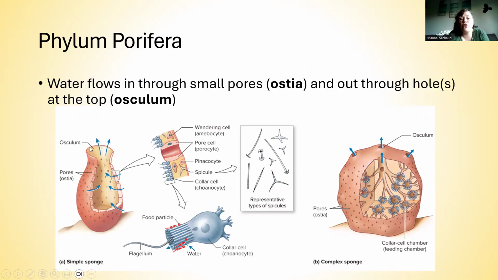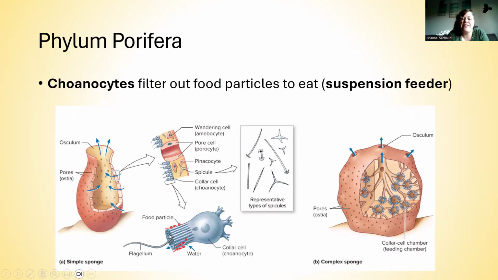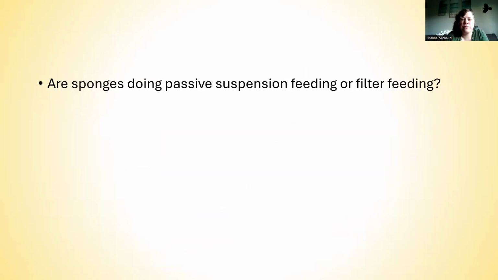And the way that it pulls the water through it is with these collar cells. The choanocytes, the little flagellum, beats to push the water. It's basically like a little paddle to push the water through the sponge. And as the water goes through the sponge, the choanocytes filter food particles out of the water. So they are suspension feeders.